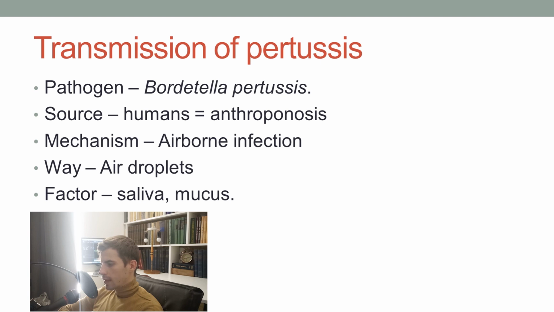Transmission of pertussis is the same as in the previous two infections. The pathogen, we know, is Bordetella pertussis or Bordetella parapertussis. The source of infection is human, so it is an anthroponosis. The mechanism of transmission is airborne, and the way of transmission is air droplet. The factor which carries the pathogen from person to person is saliva or mucus during coughing or sneezing. Talking about pertussis, it is coughing.